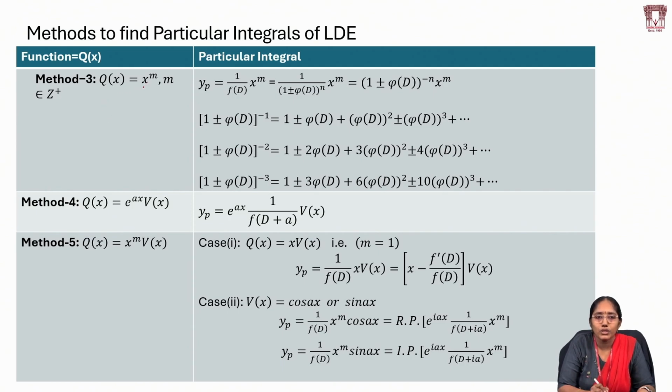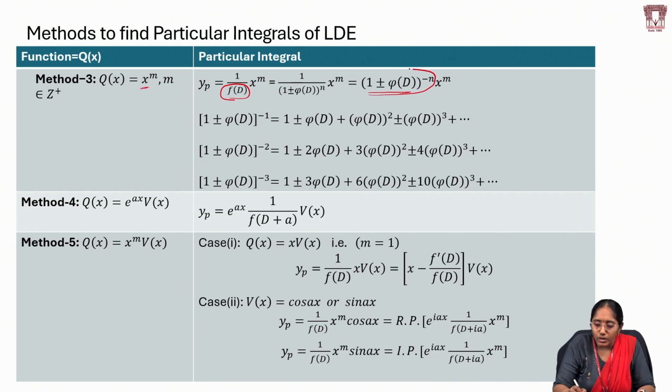Q of x is equal to x power m. Here observe, this is only the polynomial. If it is the polynomial case, we take the least degree term as common in the denominator and write it in the form of 1 plus r minus something, that is in terms of the ordinary derivative D: 1 plus r minus phi of D whole power minus n into x power m.